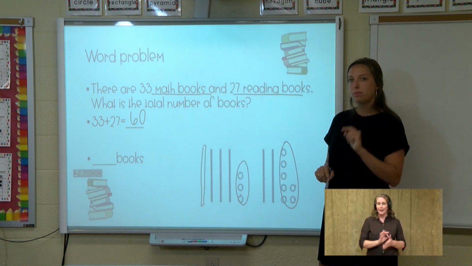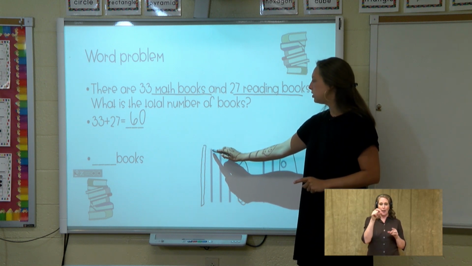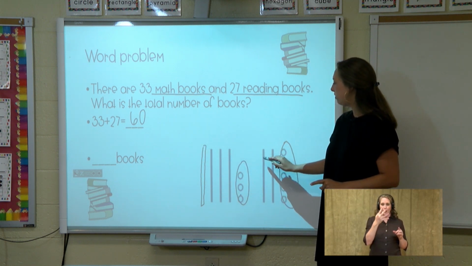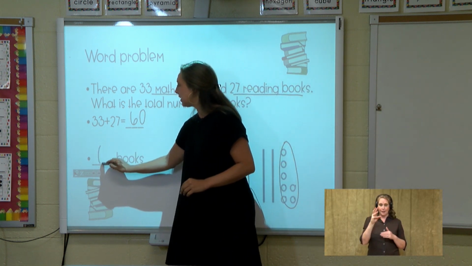Let's count one more time just to double check ourselves. Let's count our rods. 1, 2, 3, 4, 5, 6. I have 6 rods. You know that equals 60.